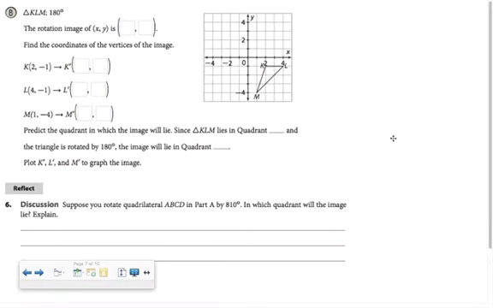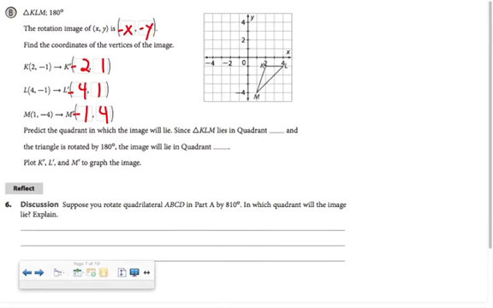In part B, we're kind of doing the same thing, a little bit more on our own. So in part B, the rotation of (x, y) is (negative x, negative y), because we're rotating it 180 degrees. Find the coordinates of the vertices of the image. So they located K at (2, negative 1), L at (4, negative 1), and M at (1, negative 4). So now we just apply the rule. K prime will be at (negative 2, positive 1). L prime will be at (negative 4, positive 1), and M prime will be at (negative 1, positive 4).